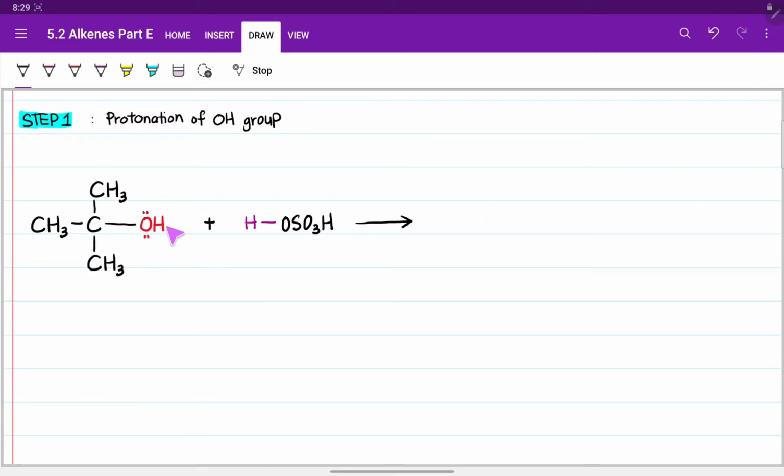Now, this is our step 1. Okay, so step 1, protonation of hydroxyl group. Jadi pada step yang pertama adalah reaction alkohol kita dengan kita punya sulfuric acid. So sulfuric acid over here, dia bertindak sebagai catalyst. So catalyst that will initiate the reaction. Okay, so sebab tu step yang pertama, alkohol dengan catalyst.